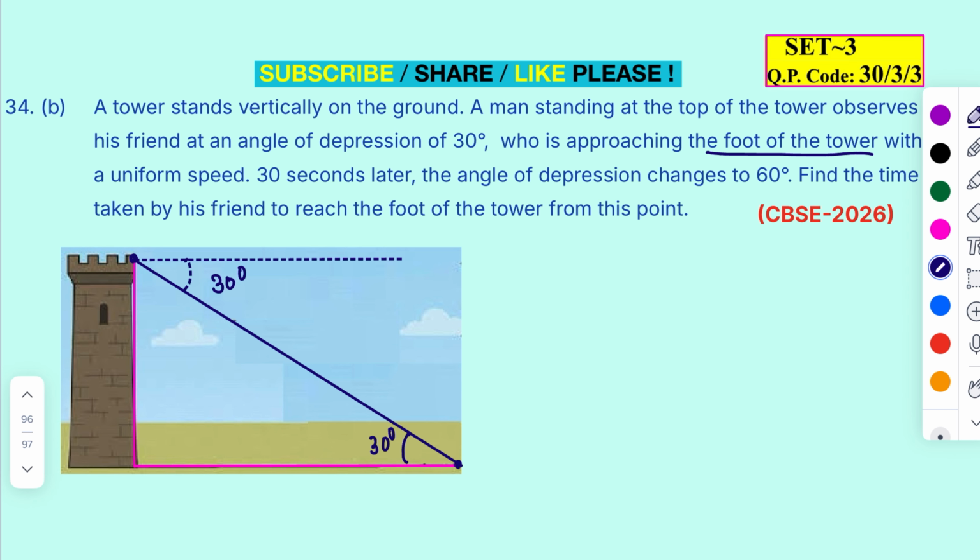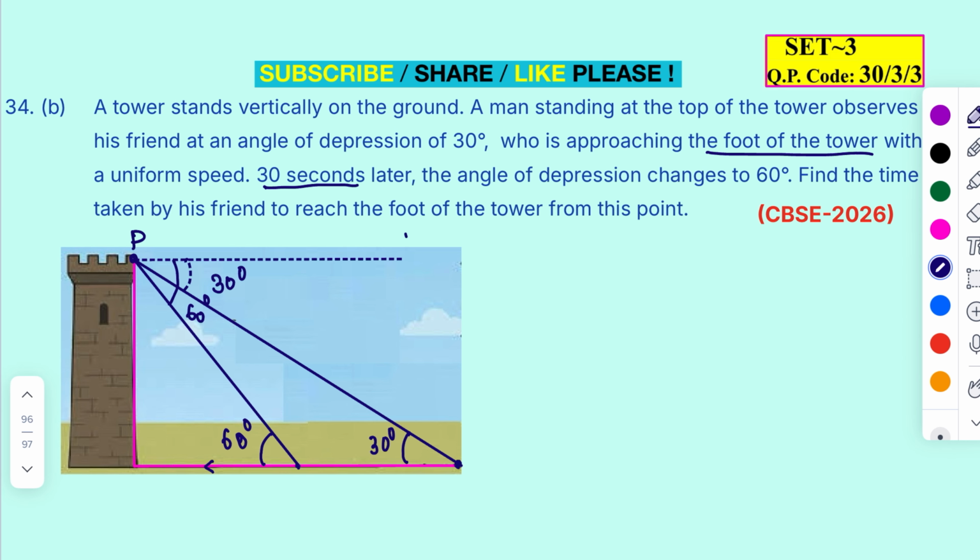And here he saw his friend who is approaching towards the tower. After 30 seconds, his friend reached a certain point here where the angle of depression became 60 degree. Angle of depression means this one has become 60 degree. So this angle will be equal to 60 degree, because alternate angles for two parallel lines are the same.